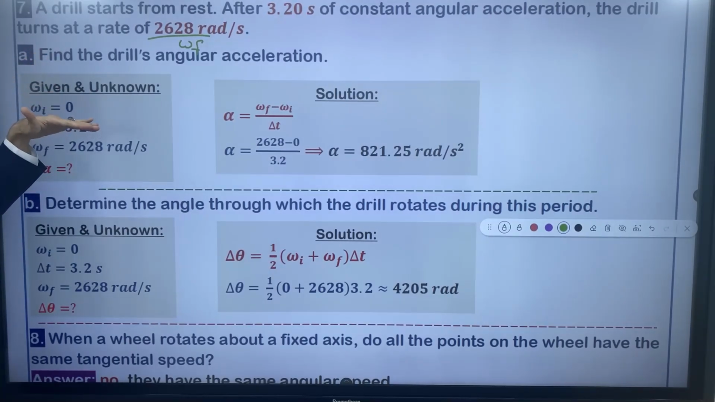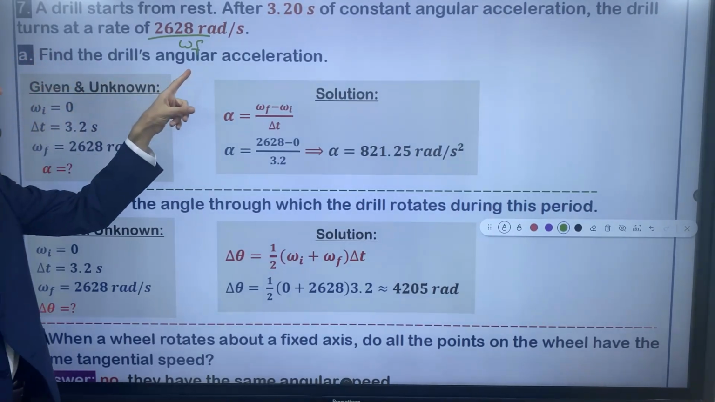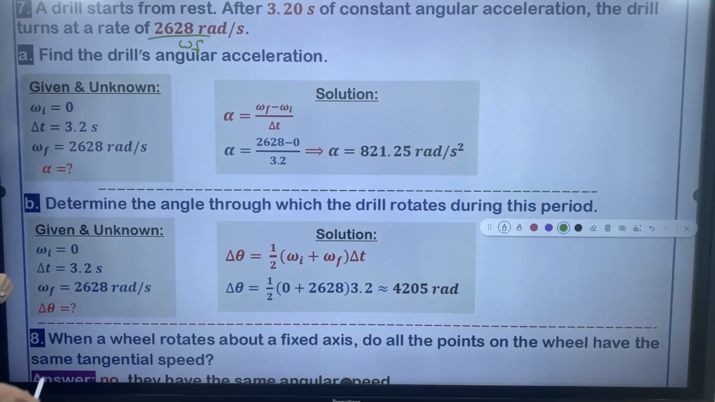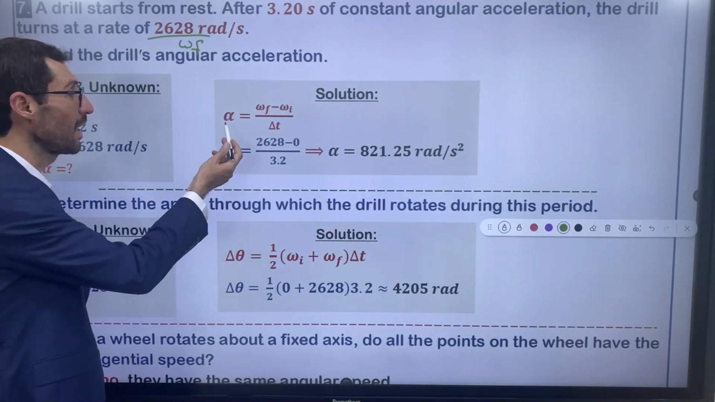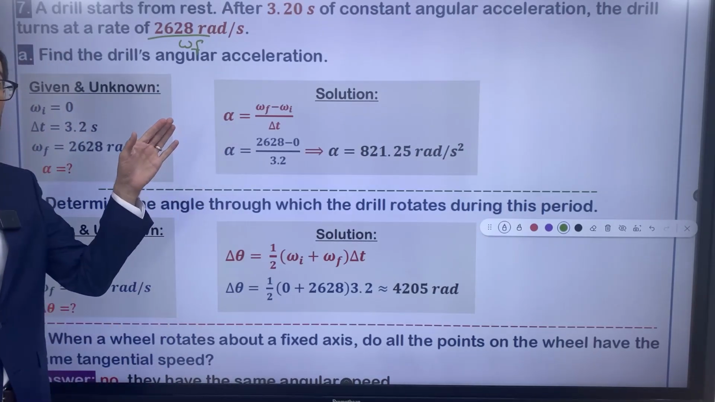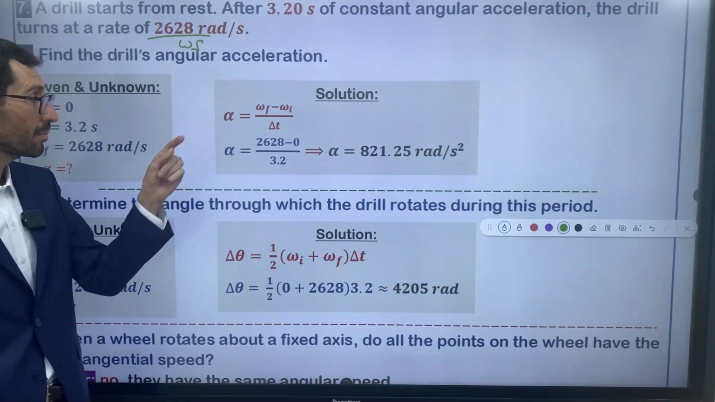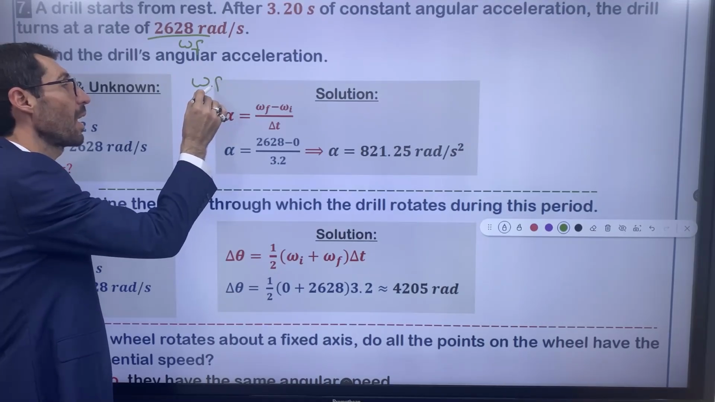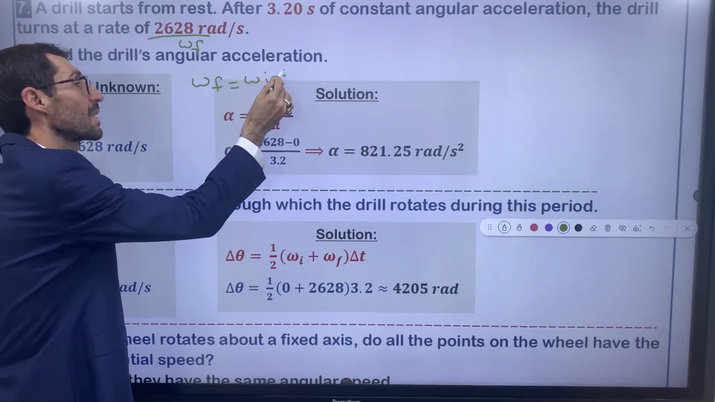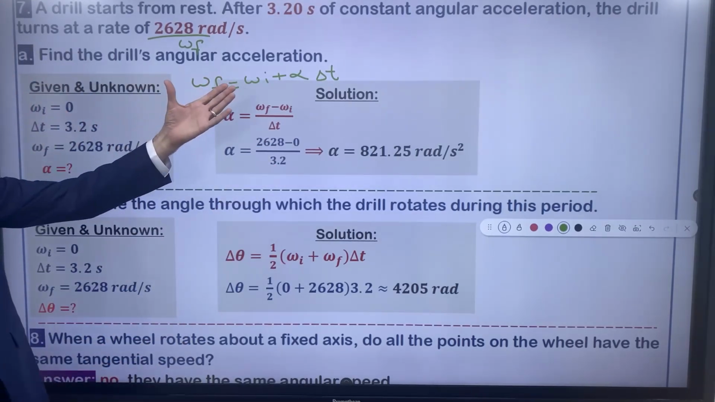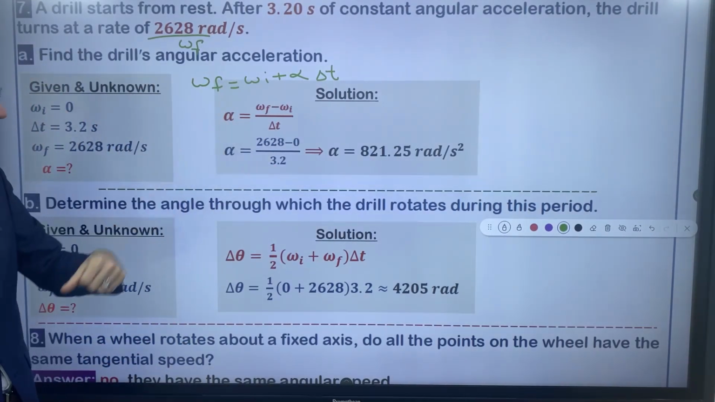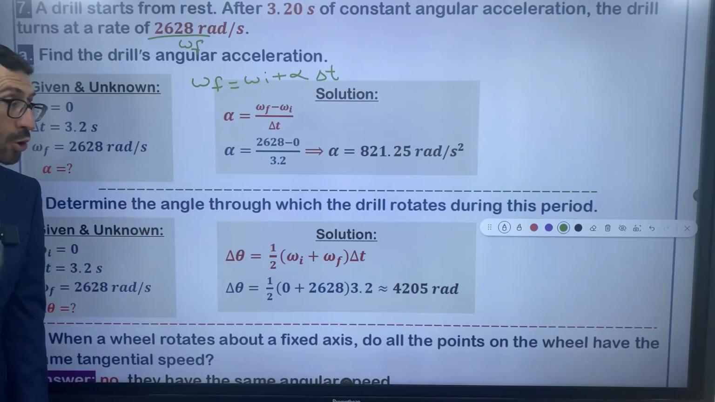So what do we look for? It has 2 parts actually. Part A says find the drill's angular acceleration. We look for alpha. Is information available for finding alpha? Yes. Alpha is equal to omega f minus omega I divided by delta t. This is the rearranging of one of the kinematic equations, right? This is the equation: omega f becomes omega I plus alpha delta t. Whenever you rearrange it for alpha, you get this form, which is familiar for you, I'm sure.